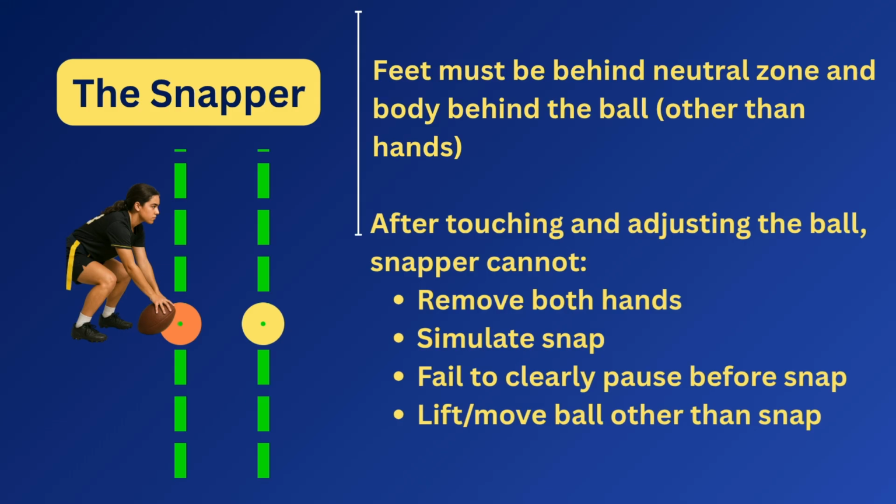After touching and adjusting the ball, the snapper cannot remove both hands. They can't simulate a snap. They can't fail to clearly pause before the snap, and they can't lift or move the ball other than obviously snapping it. Now you're going to have a little bit of adjustment when the snapper puts the ball on the ground and is looking backwards. They may rotate the ball slightly. That's not a big deal. We're really looking for things that could potentially cause the defense to encroach here.